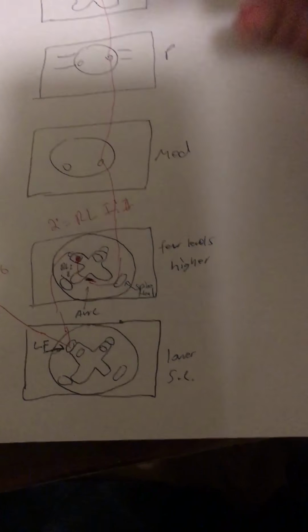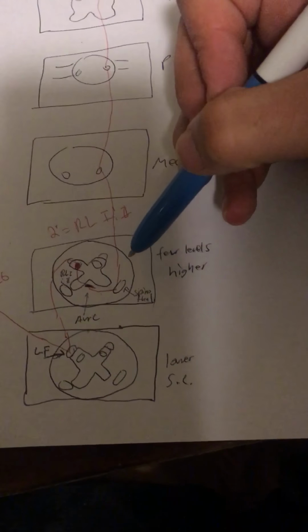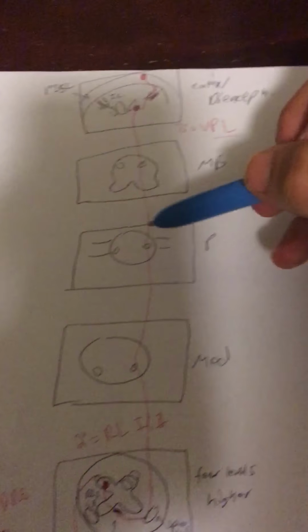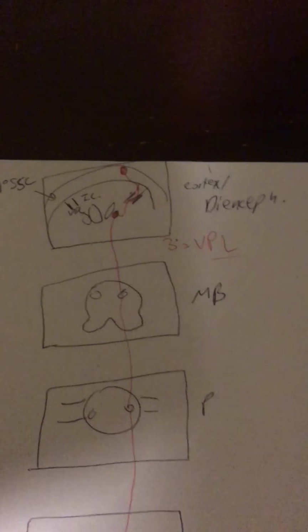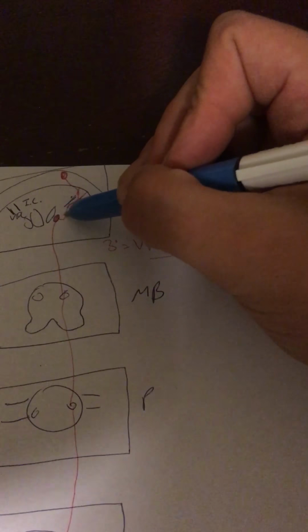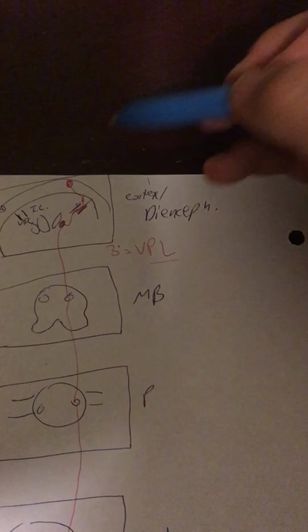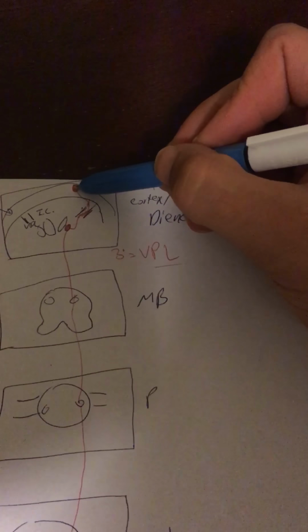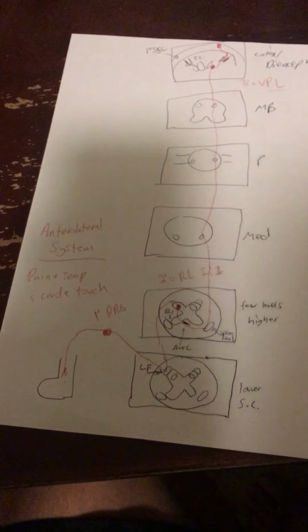It will decussate in the anterior white commissure, and then travel upwards in the spinothalamic tract, all the way up, till it reaches the VPL of the thalamus, at which point it will again synapse there, and then send fibers through the internal capsule, the corona radiata, and into the primary sensory cortex. So that's the anterolateral system.